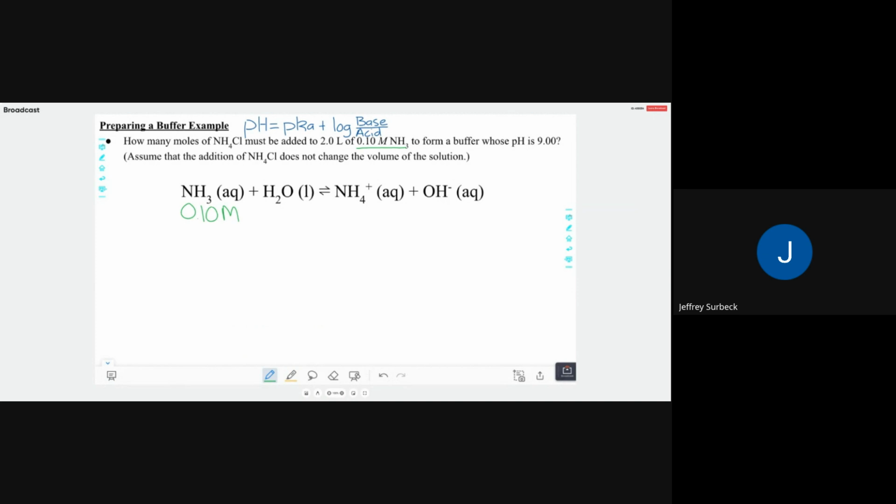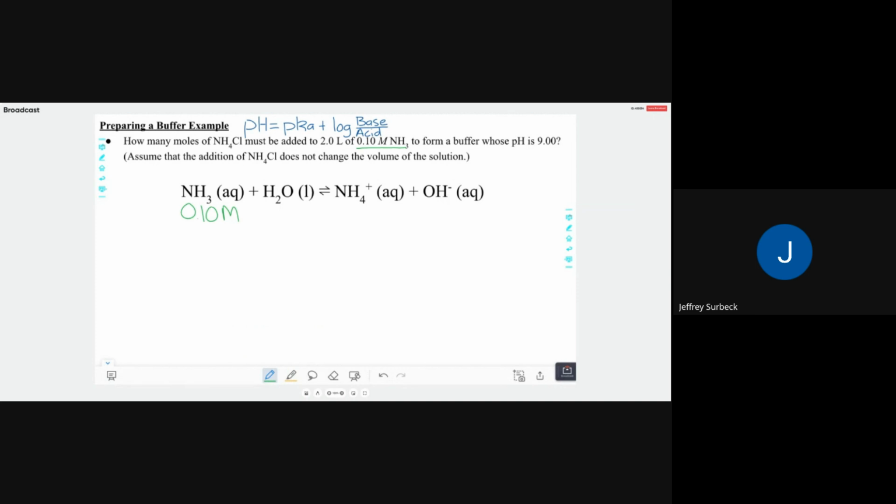Now, just FYI, NH3 is a base. Notice how it accepts an H+. It is a base, okay? So we're going to have to do some thinking about this. With NH3, we first need to find some more info.